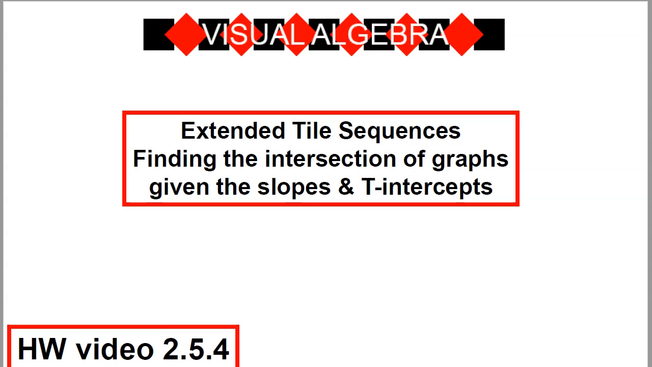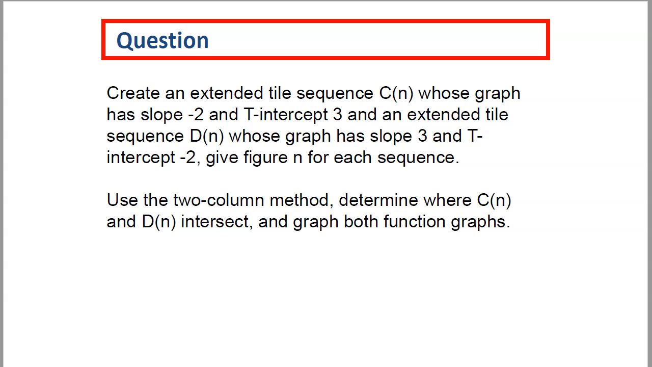In this video, we'll look at extended tile sequences and finding the intersection of graphs given the slopes and t-intercepts. Our question is to create an extended tile sequence C of n whose graph has slope -2 and t-intercept 3, and an extended tile sequence D of n whose graph has slope 3 and t-intercept -2, and give figure n for each sequence, and then use the two-column method to determine where C of n and D of n intersect, and finally graph both function graphs.